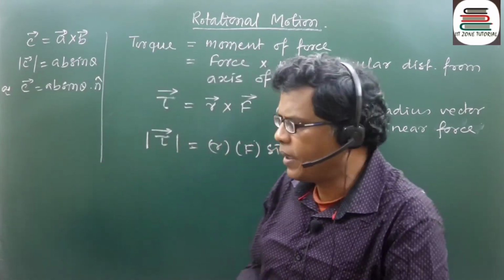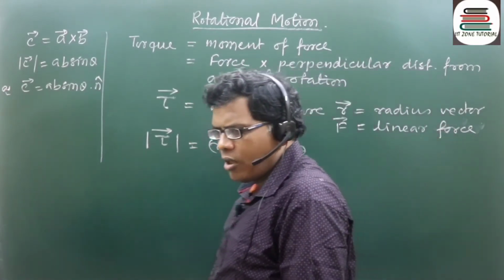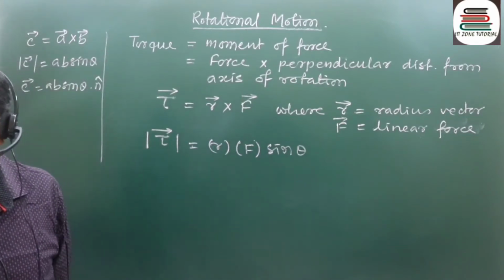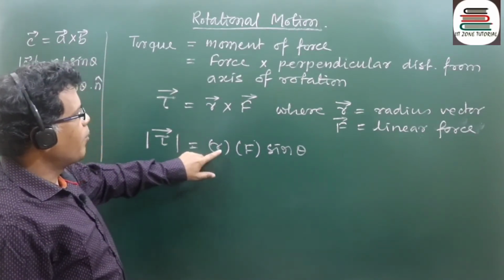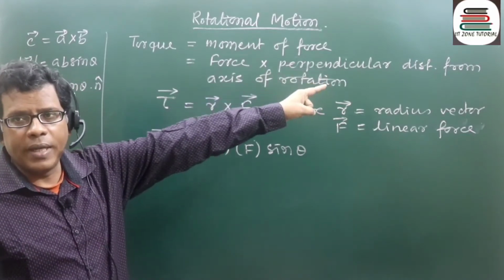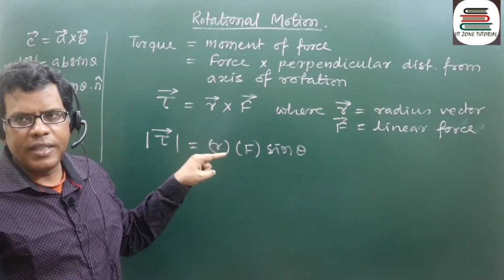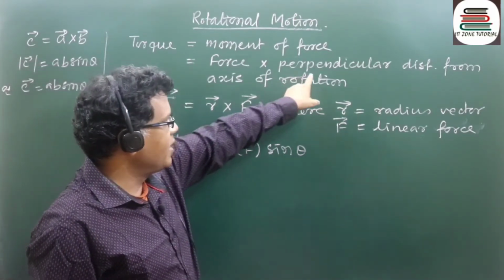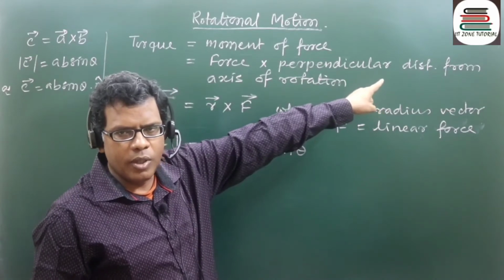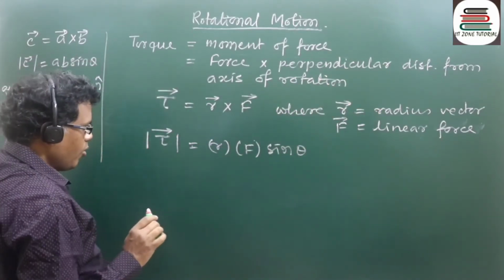So if I simply write the mod of torque, it is r into F into sine theta. Don't confuse, this r is not the perpendicular distance, keep it in mind. This r is the radius vector. Are you getting me or not? I am explaining with one example how this r and the perpendicular distance are different.